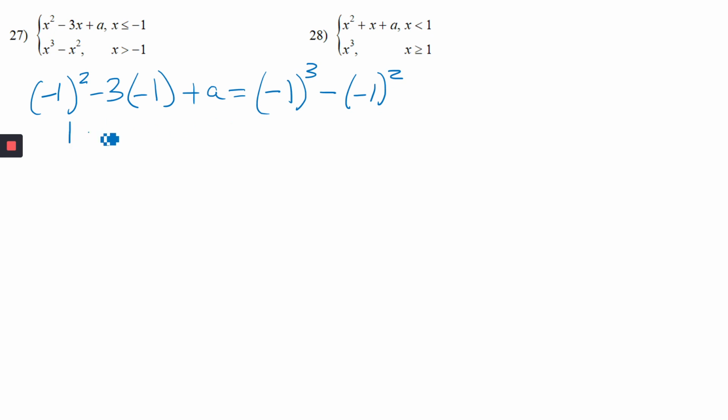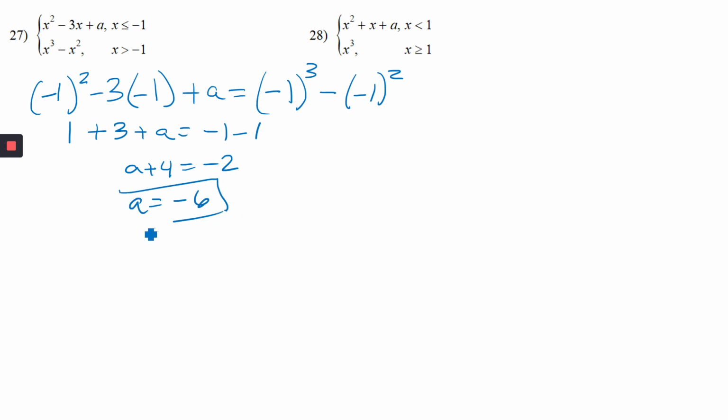So what does that give me? Over here I have 1 plus 3 plus a. Over here I have -1 minus 1. So that gives me a plus 4 is equal to -2. A is going to equal -6. So if I let a equal -6, then this function would be continuous, and the left side and the right side would meet, because I set them equal to the same value, to the same y value.